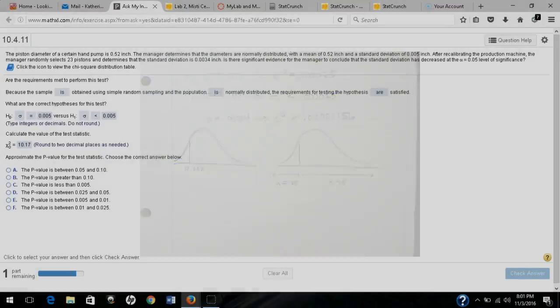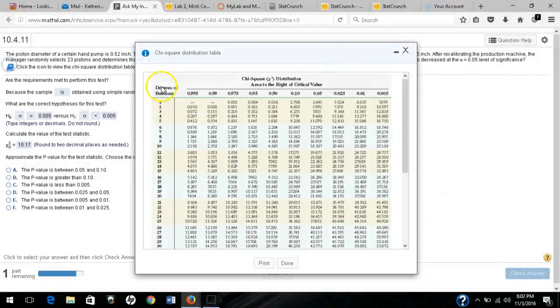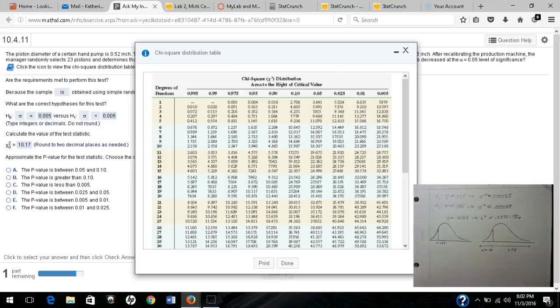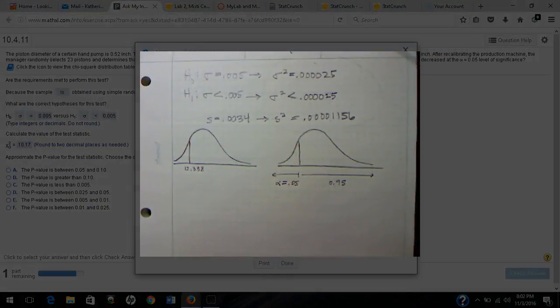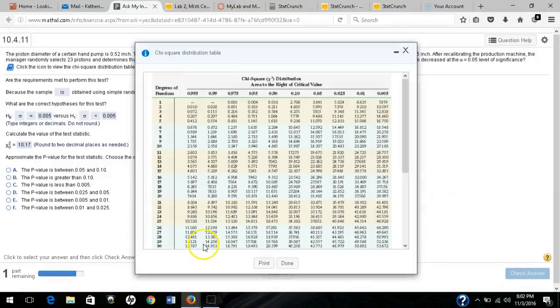So when you look, let me go ahead and switch to my screen here. When you look at the table, the area to the right of the critical value is then 0.95. Switching back to my webcam, you can see the area to the right is 0.95, the area to the left is 0.05. The 0.95 is what we're looking up in the table in order to come up with our critical value. So we have 0.95 is the area to the right of the critical value.